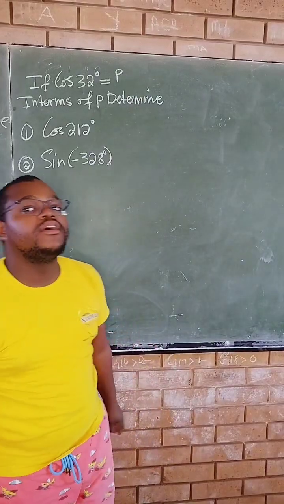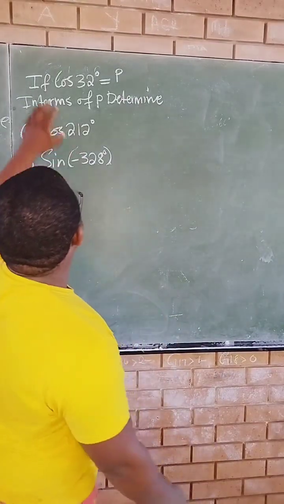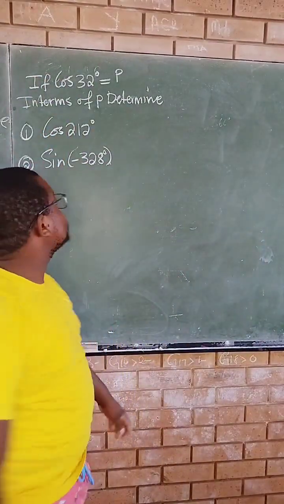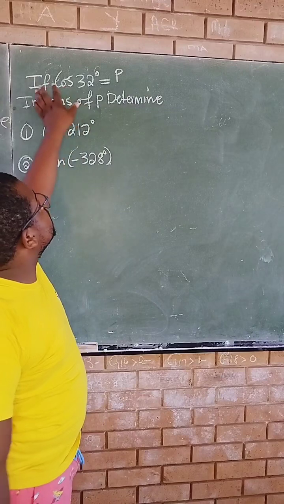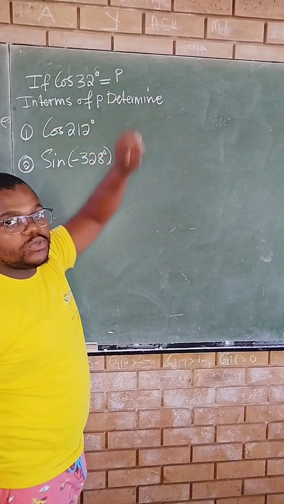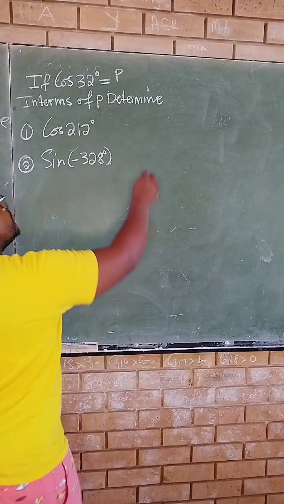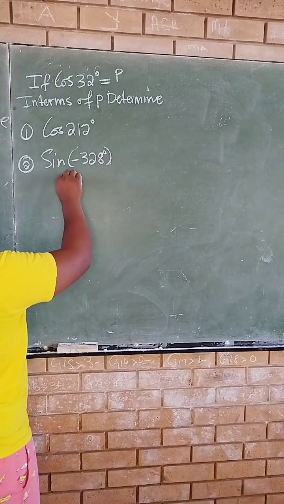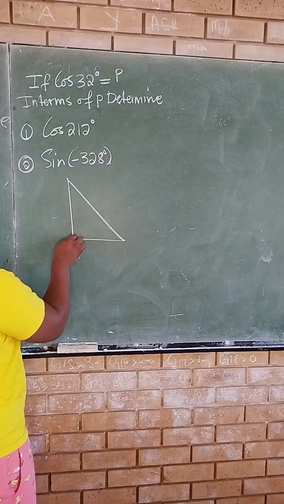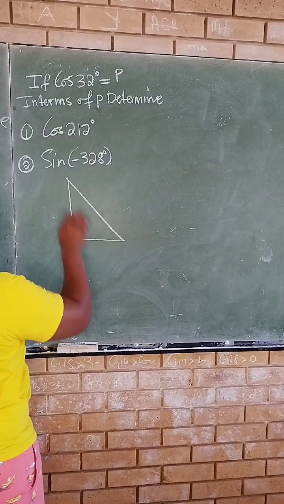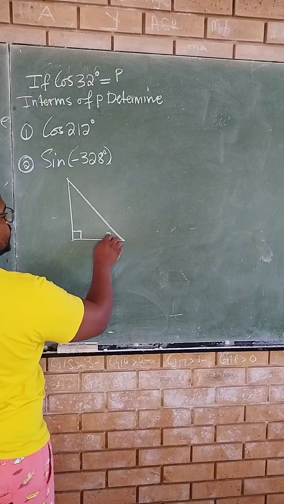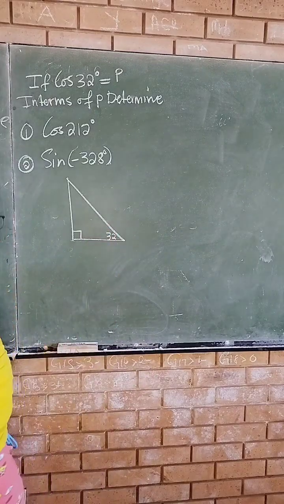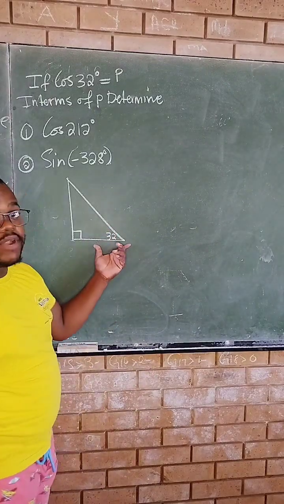In grade 11, we are set to solve such a problem, okay? Number one, they said if cos 32. Now, if cos 32, that means we are going to draw a diagram. This is my diagram, which is a right angle triangle, okay? Here I have 32, okay? That is what I'm having, right?